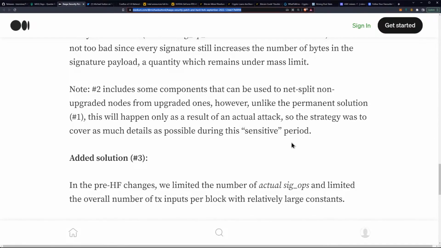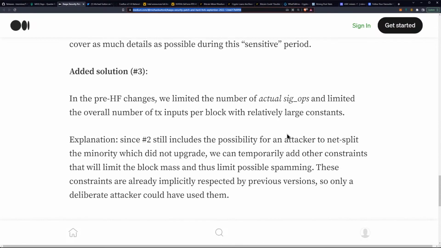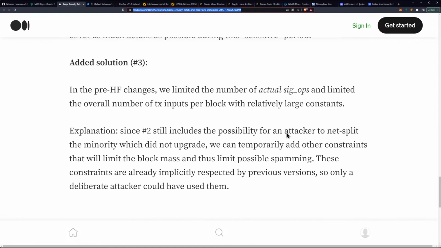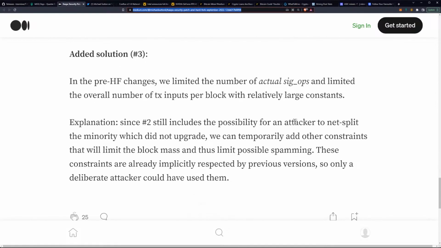So the strategy was to cover as much detail as possible during this sensitive period. And then I think this is the final added solution 3. In the pre-hard fork changes, we limited the number of actual SIG-ops and limited the overall number of TX inputs per block with relatively large constants.